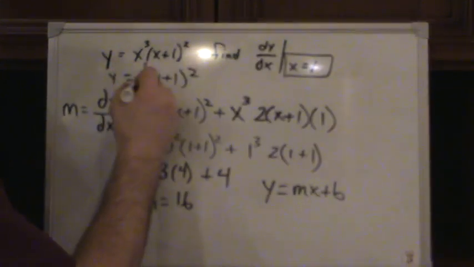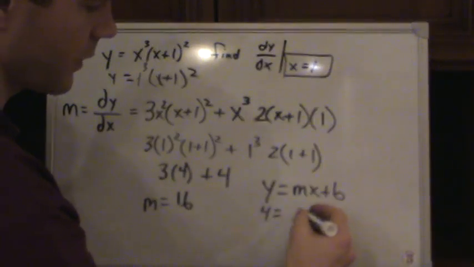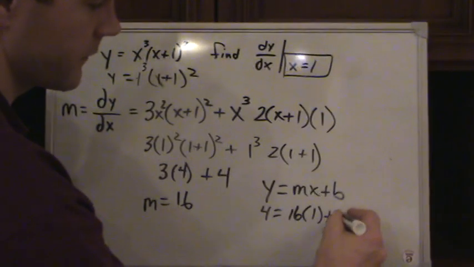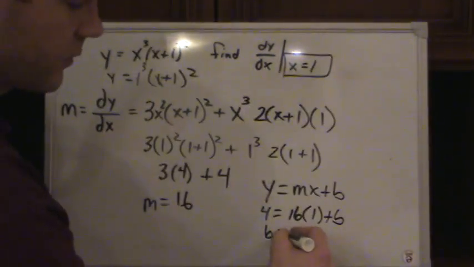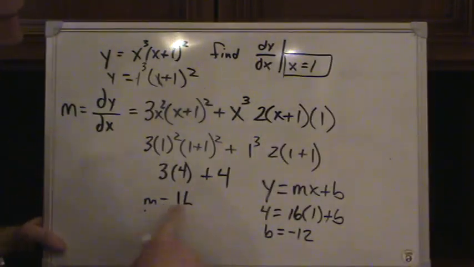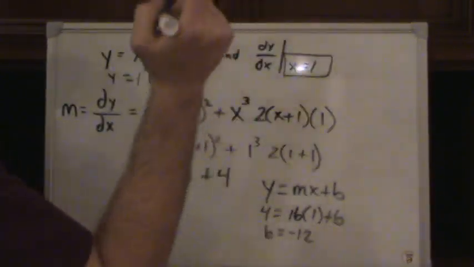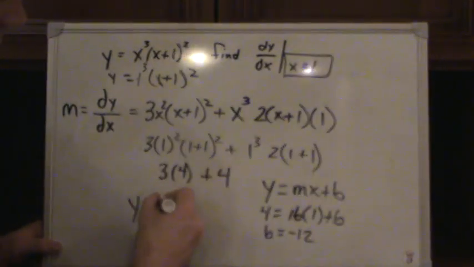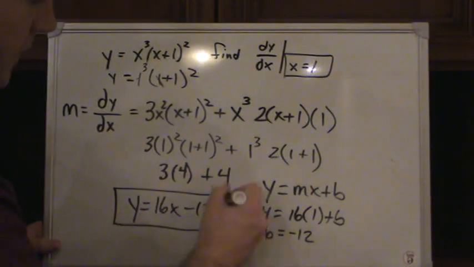Find out what y equals. It comes out to be 4. So if we put 4 in for y, 16 is m, x is 1, plus b. We do the math, and we find out b equals negative 12. So now we know the equation of the tangent line that crosses through the point x equals 1 for this function: y equals 16x minus 12. That's what your homework is asking you to do.